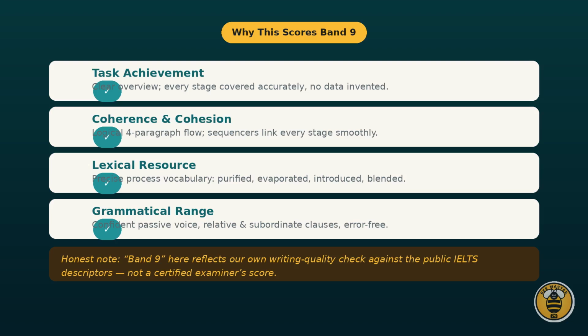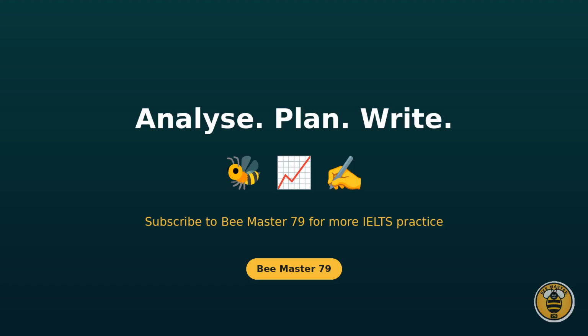One honest note, Band 9 here reflects our own writing quality check against the public IELTS descriptors, not a certified examiner's score. That is how you turn a process diagram into a Band 9 answer: analyze, plan, and write.